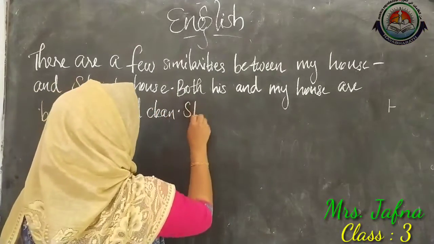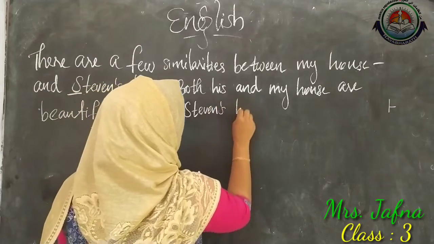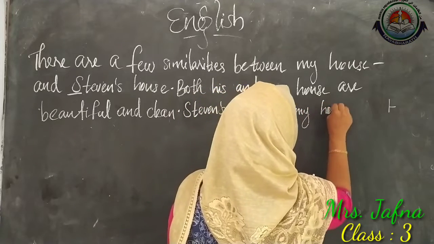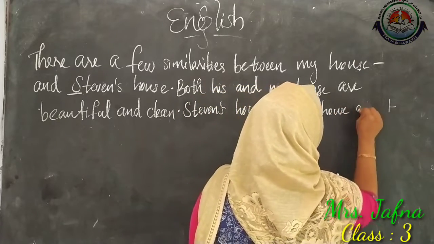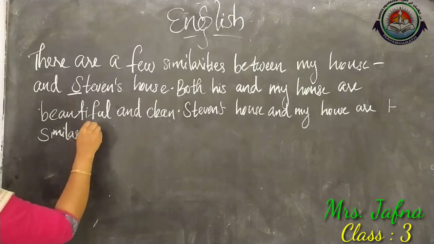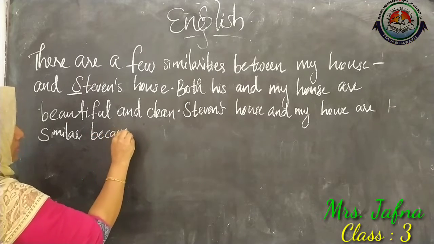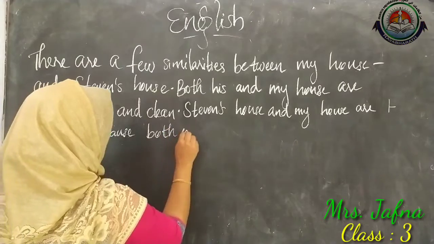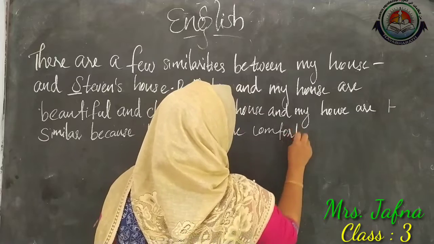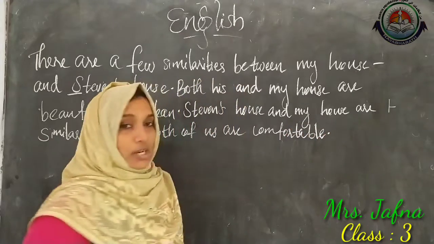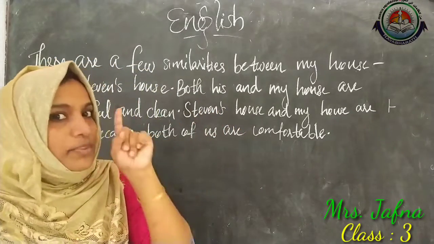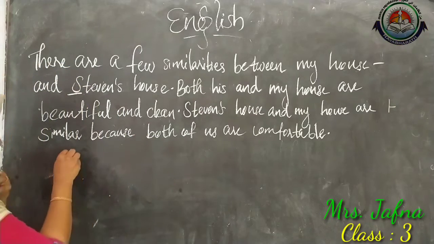Right, then you can write, Stephen's house and my house are similar. Similar means same. Similar because both of us are comfortable in our house. Okay children, so this is how we can make one paragraph. Then in the second paragraph, you can begin from the next line. From the new line, you can begin.